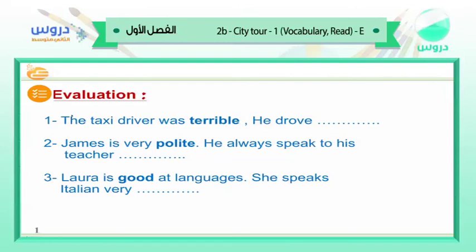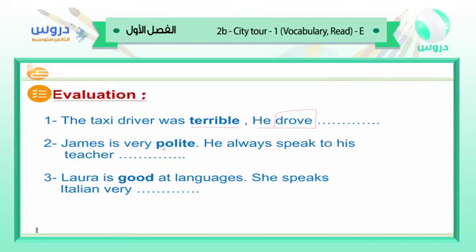Okay. We have this question. Please be careful. The taxi driver was terrible. He drove. This is the verb. Describe the verb. I need your answers. The taxi driver was terrible. He drove what? Okay, number two.